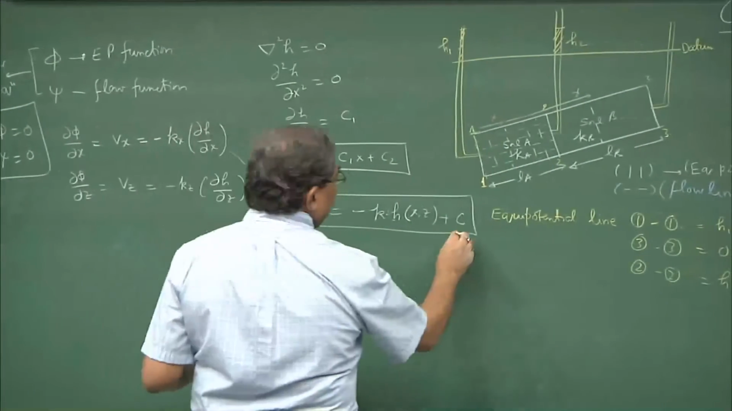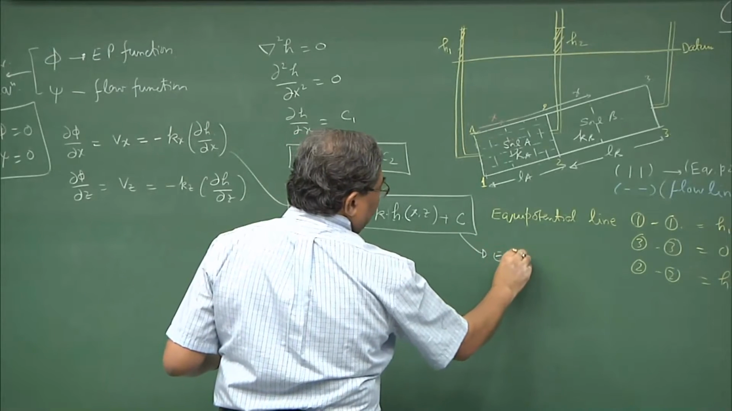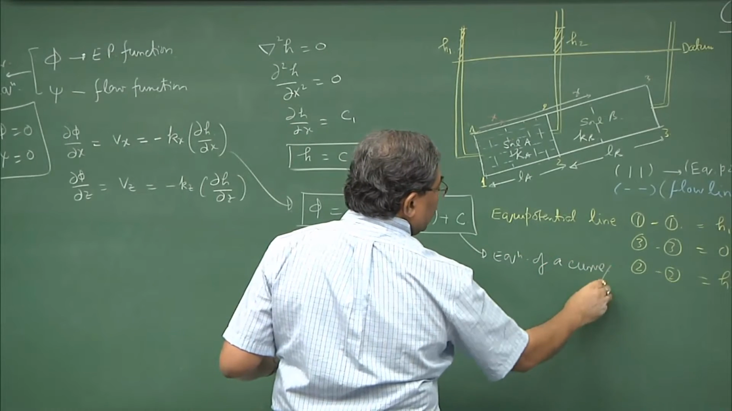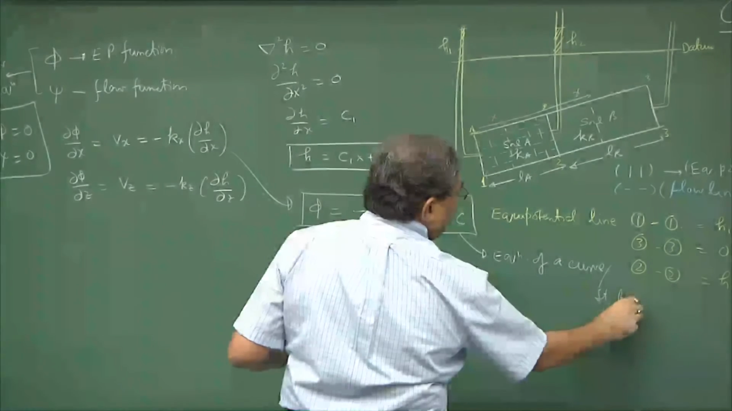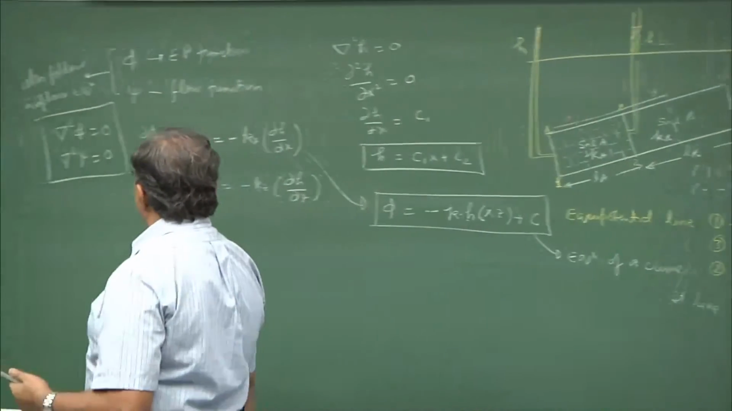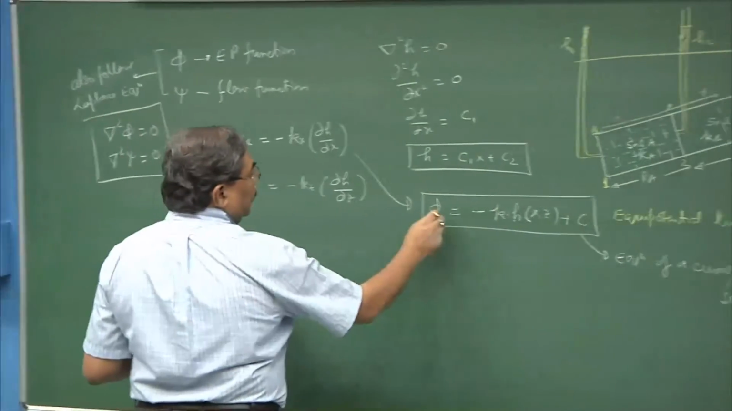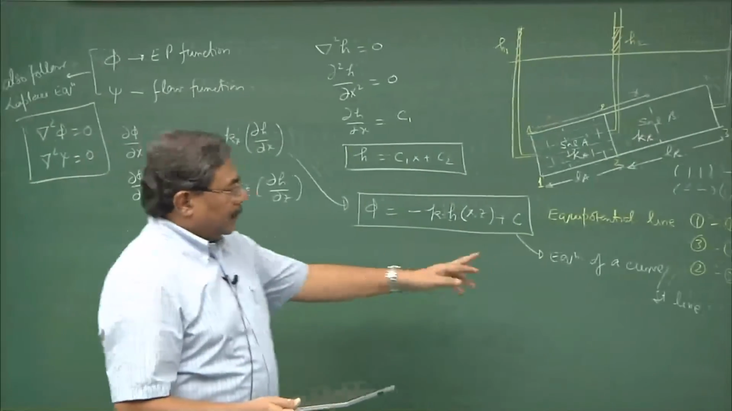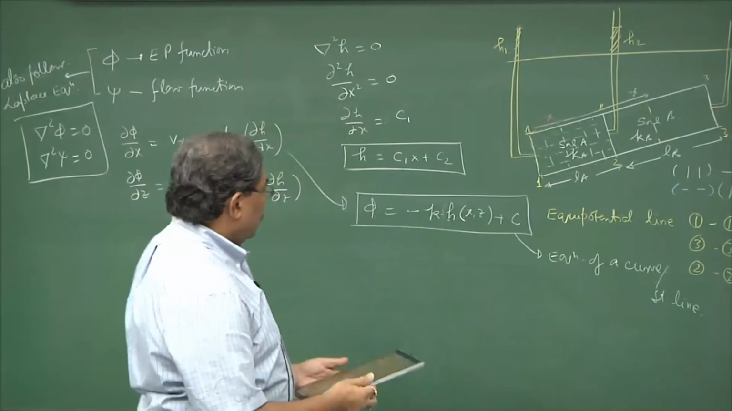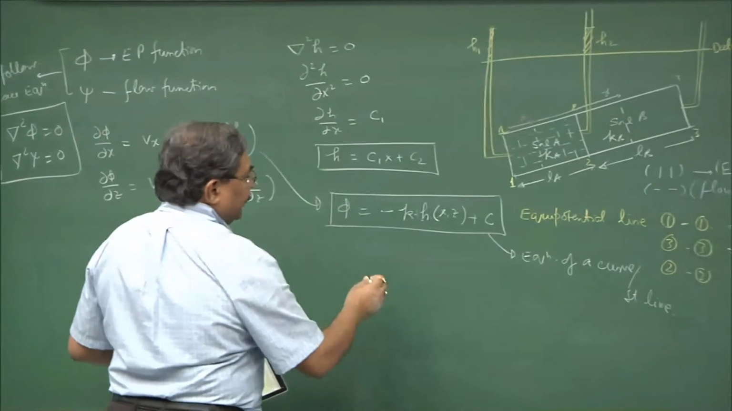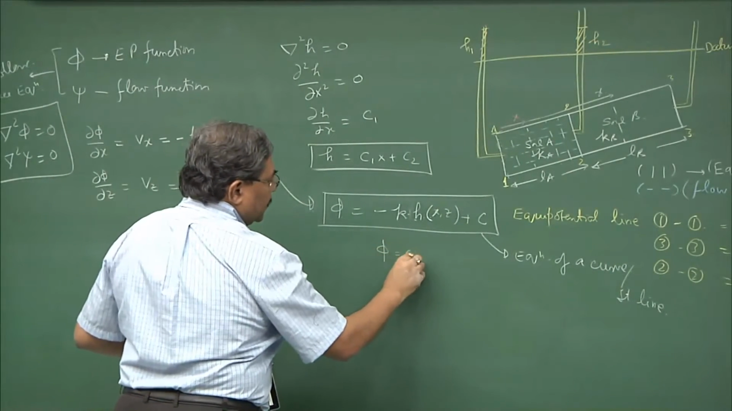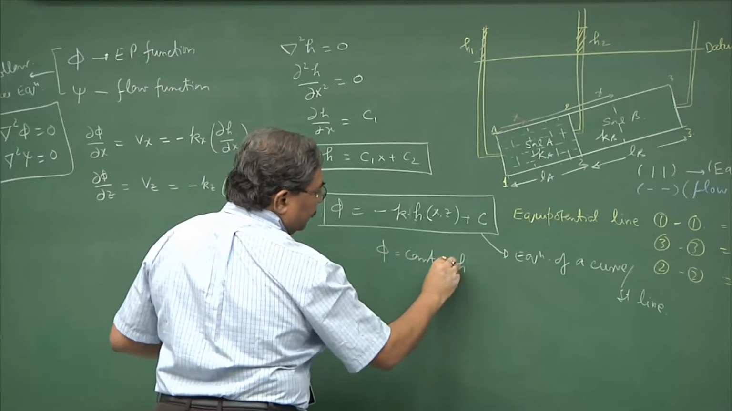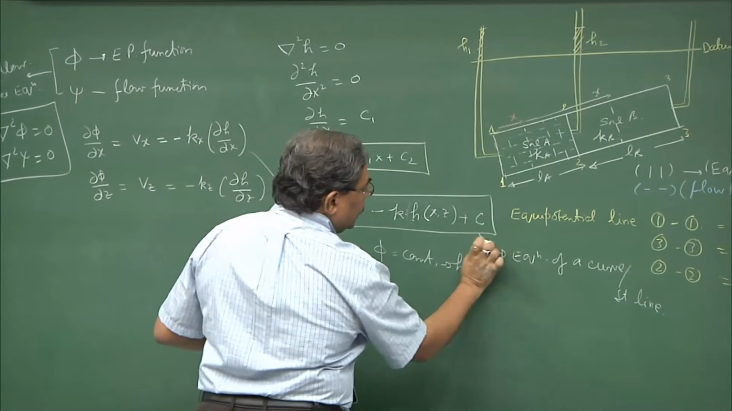Now, this could be an equation of a curve, or this could be a straight line also. So, what this indicates is that the equipotential function or equipotential line could be either a curve or a straight line. Now, suppose I take phi as constant, clear. So, h becomes constant and c also becomes constant.